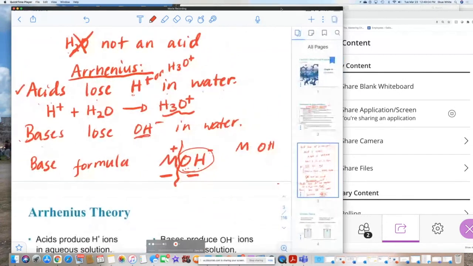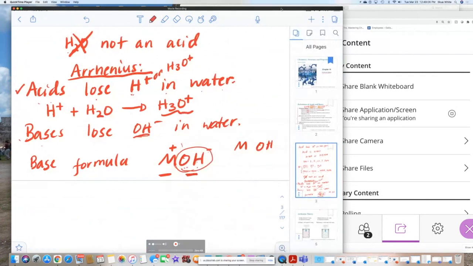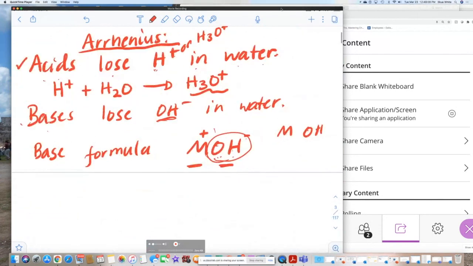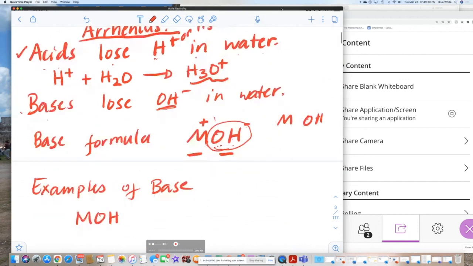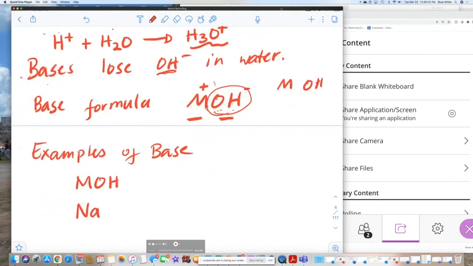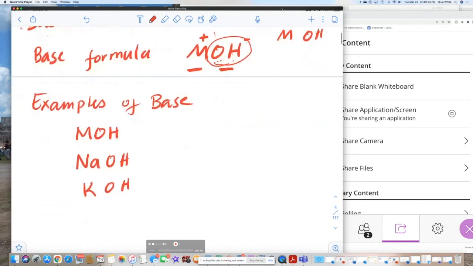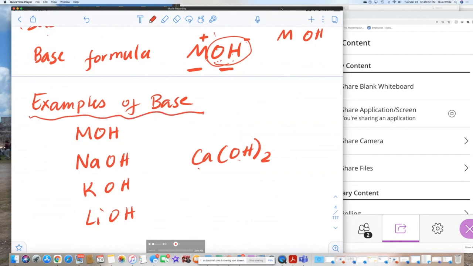So I'm going to show you examples of bases. Okay, so examples of bases here. Following the format metal hydroxide, the metal can be sodium. So sodium hydroxide is a base, potassium hydroxide is a base, lithium hydroxide is a base, calcium hydroxide is a base. You get the idea, right? So metal hydroxide, these are examples of bases.